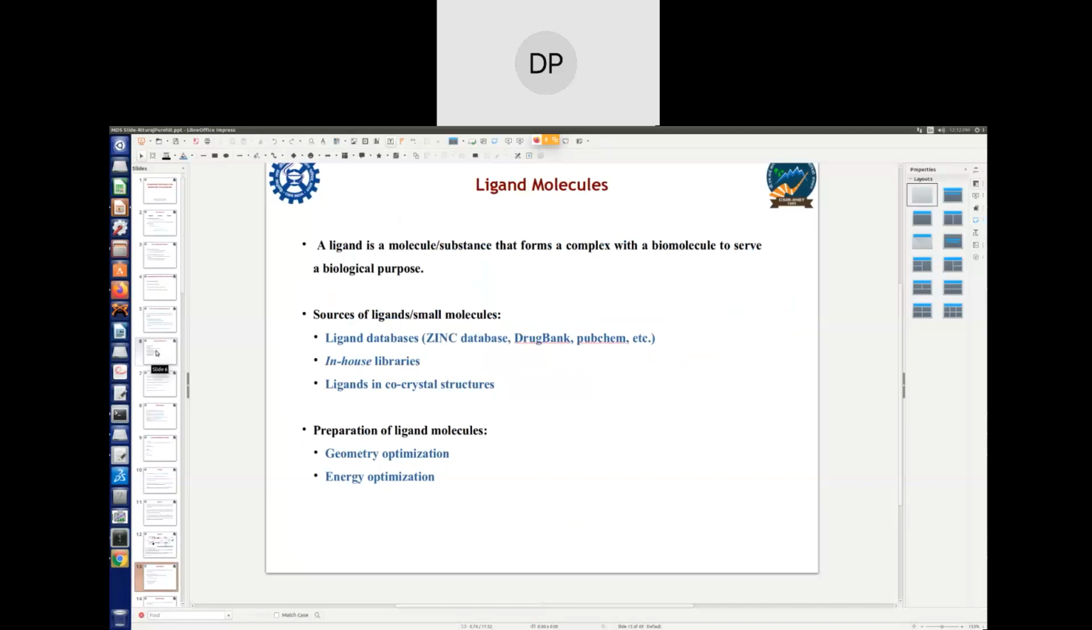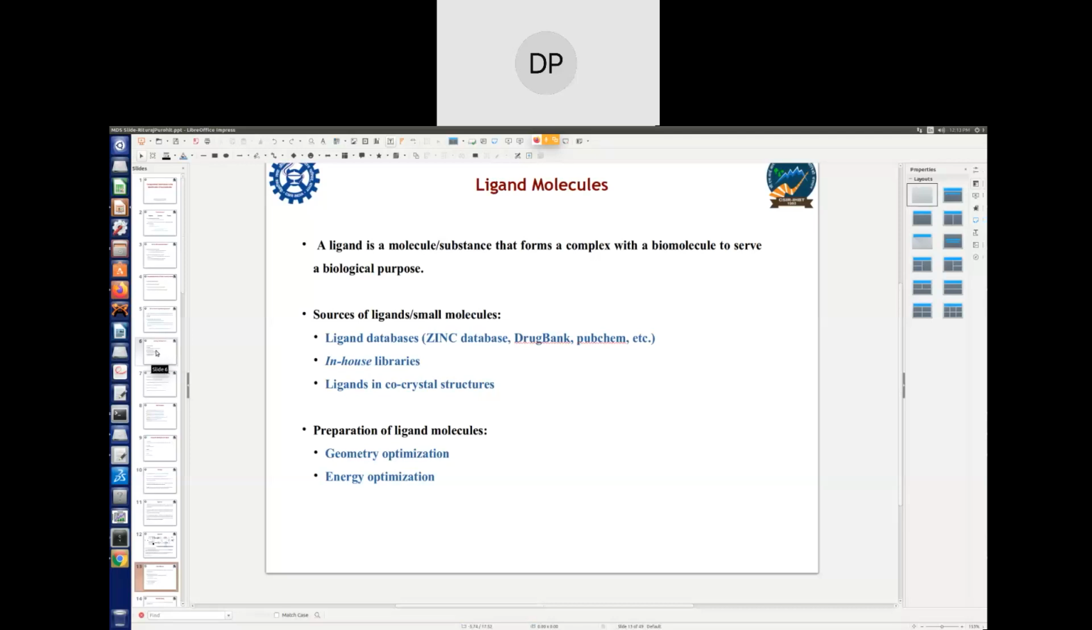So after having the protein structure, whether from experiment or computationally by homology modeling or whatever, for lead identification we need another counterpart, that is the ligand. A ligand is a molecule or substance that forms a complex with biomolecules to serve a biological process. A lead molecule is a chemical molecule, right? It's a chemical entity, but not every chemical molecule can be a lead. That is the main difference between a chemical molecule and a lead molecule. Lead molecules are able to perform a biological or pharmacological function.